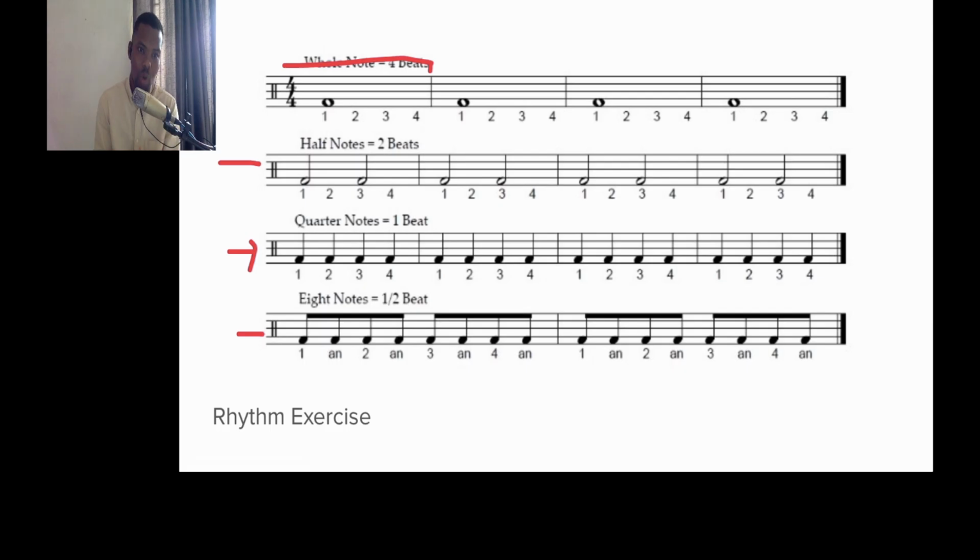like so. 1 and 2 and 3 and 4 and, right? That's how you count it. Whereas in the former example, all you heard is 1 clap per beat. 1, 2, 3, 4. But in the 8th note, you will hear 2 claps per beat. 1 and 2 and 3 and 4 and. I hope you understand what I just explained.